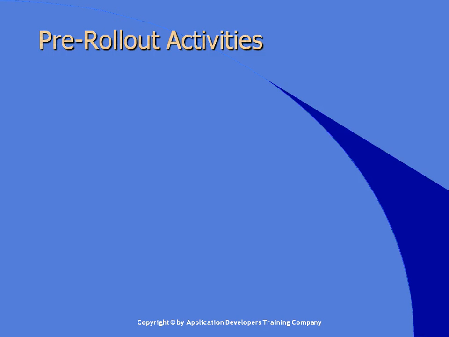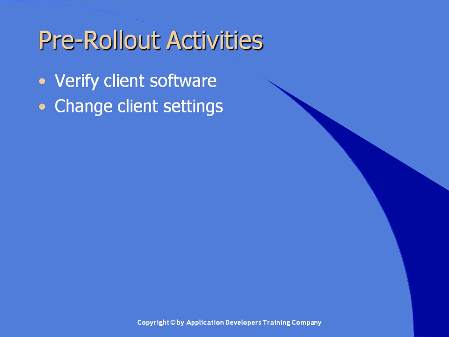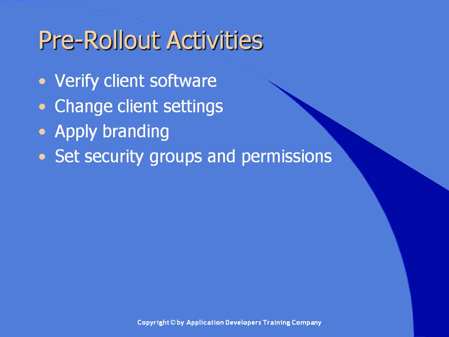Before you roll out SharePoint to users, you need to complete the following tasks. Verify the client software that's installed. Change client settings to enable automatic logon. Set up security groups and permission levels. Apply branding. Set up security groups and permissions. And create the initial department sites that will be consumed by the business.